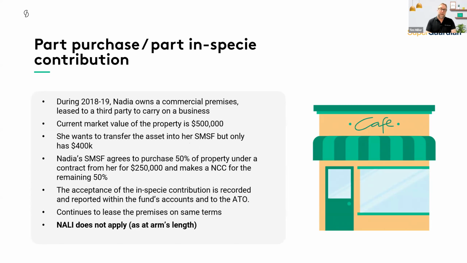Whereas if we look at Nadia's situation here, she owns a commercial premises, leased to a third party, market value is $500,000, and she wants to transfer it but only has $400,000. She agrees to purchase 50% of the property under a contract for $250,000 and make a non-concessional contribution for the remaining $250,000. The acceptance of the contribution is recorded and reported in the fund's accounts, and she continues to lease the property on the same terms. There's no gnarly issue here, because Nadia has gone through the steps of documenting it up front.